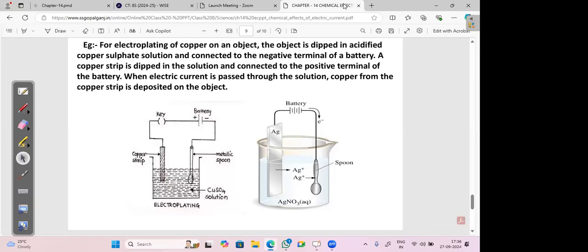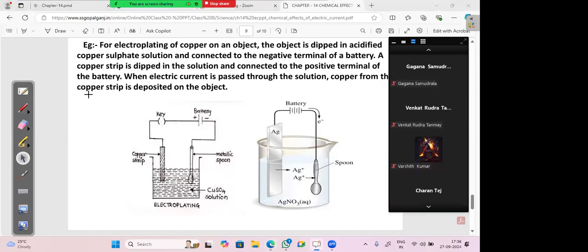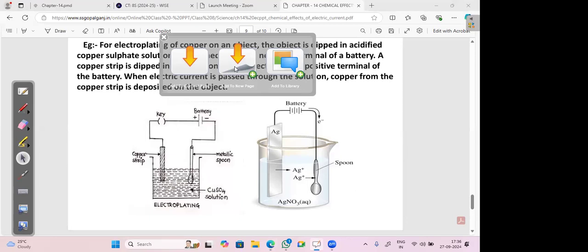So, first of all, why is this process done and what is electroplating? Electroplating is the process of coating a layer of metal on another metal or on other objects. We are providing a very thin layer of a metal on another metal. To give it a shiny look, to give it a luxurious look, we use these electroplating methods.